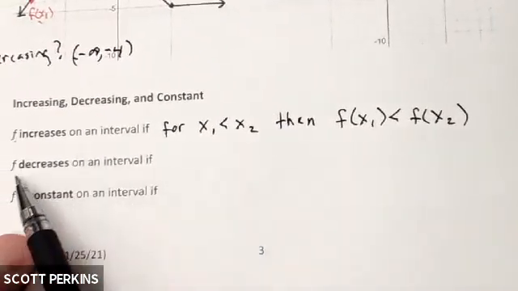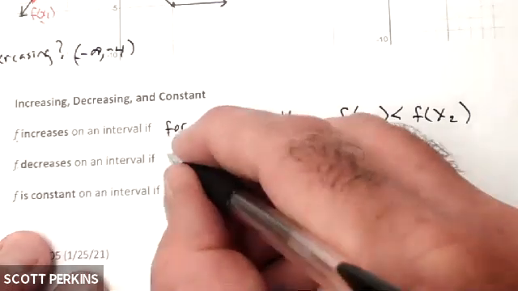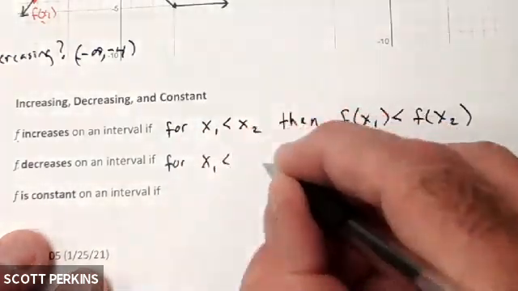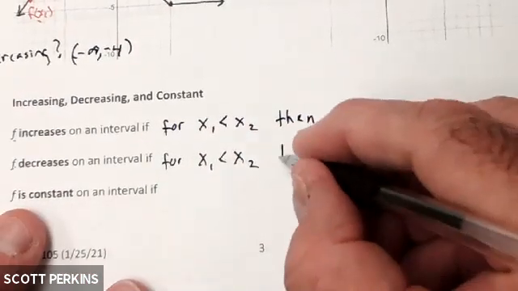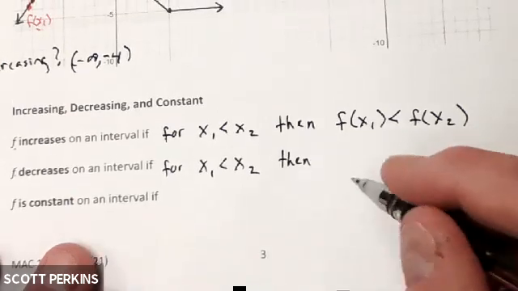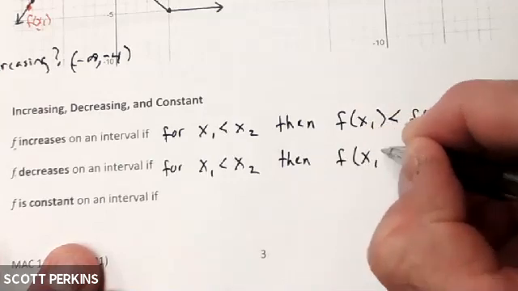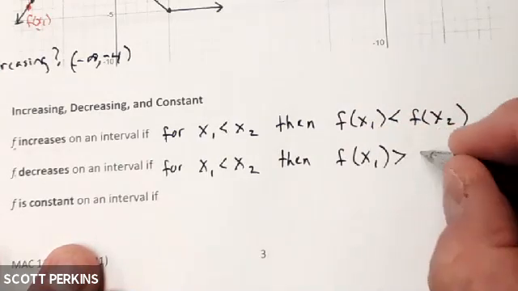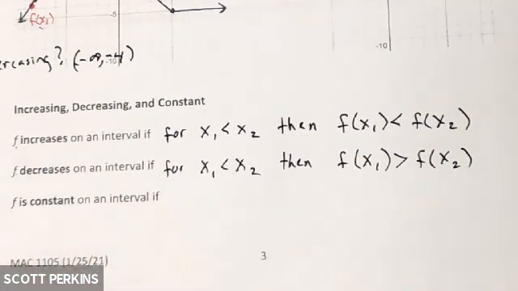We can talk about the function decreasing. The function f decreases on an interval if for x1 less than x2. That's just the exact same thing that's written right above it. The only thing that changes this time is for decreasing: my function value at x1 now is going to be greater than the function value at x2. Means as I go from left to right, the function values are going to keep dropping down.